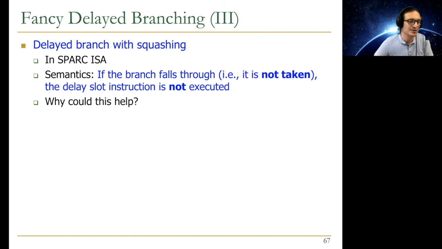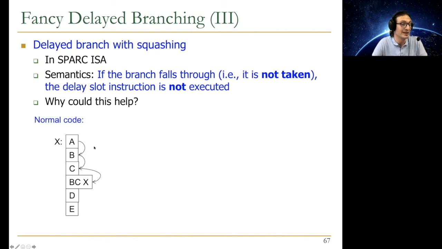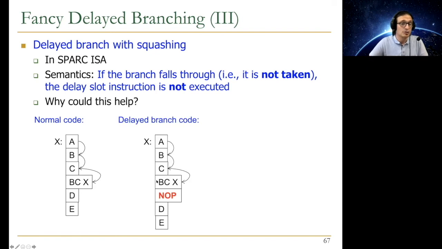So why did they introduce this? Why could this help? Let's take a look at this code where you could not fill the delay slot with an instruction before the branch. So A, B, C, branch conditional X. X is a loop. Now we're looping, right? But you cannot fill the delay slot, this is normal code. But assume that you have a delay slot. You cannot fill the delay slot with any instruction before the branch, as you can see, because they're all dependent, right? So you put a no-op. That sounds bad. So you're back to square one, even if you have delayed branching.